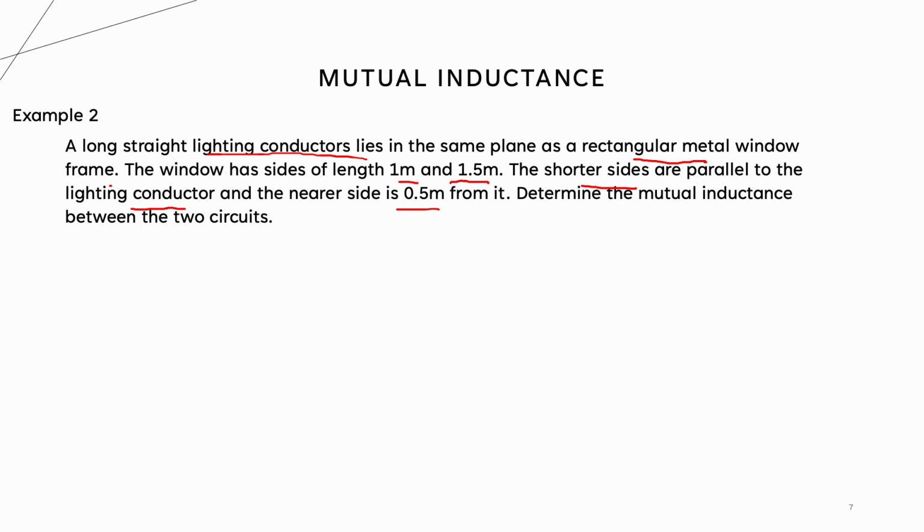If we illustrate the structure, we have a lightning conductor, which carries a current I. Then we have a rectangular metal window, where the shorter side is parallel to the lightning conductor. So this is the shorter side, and this shorter side is parallel.